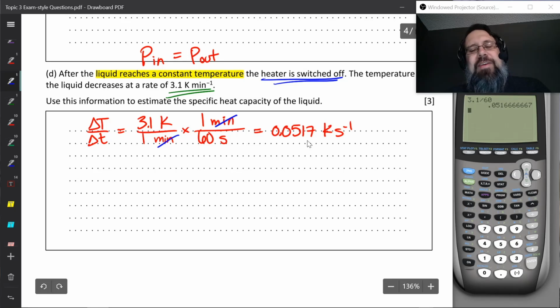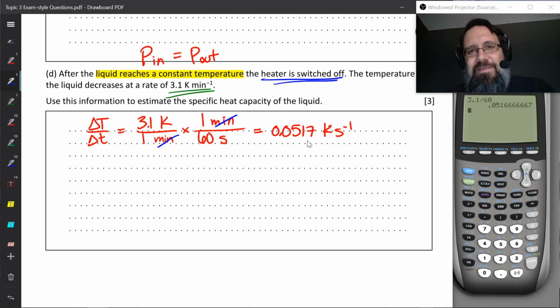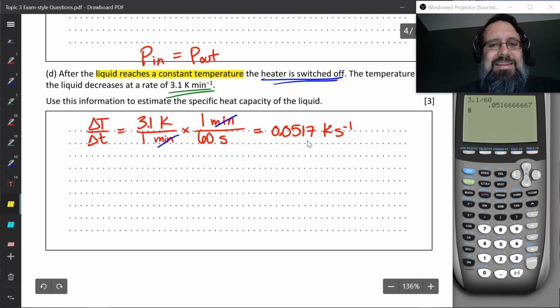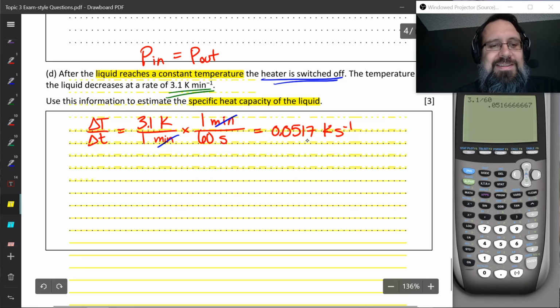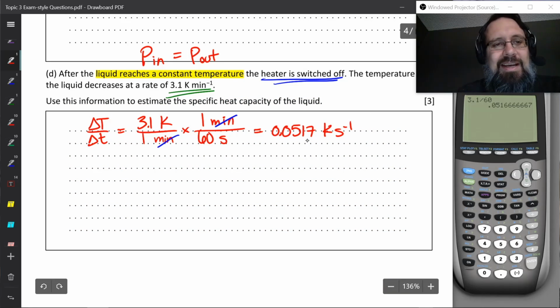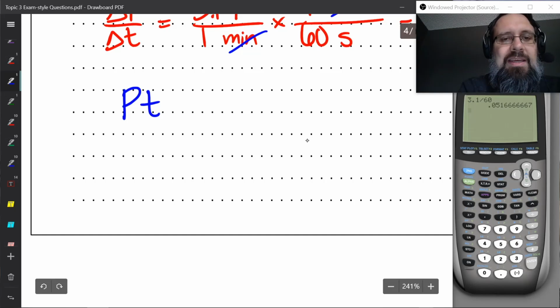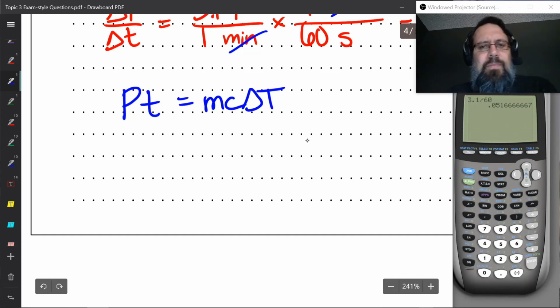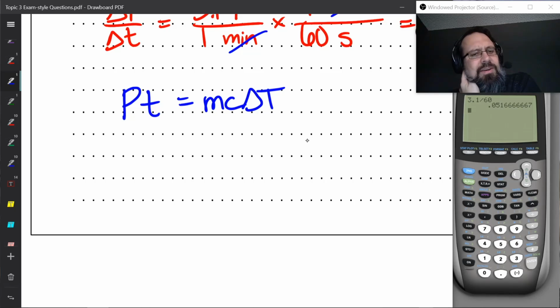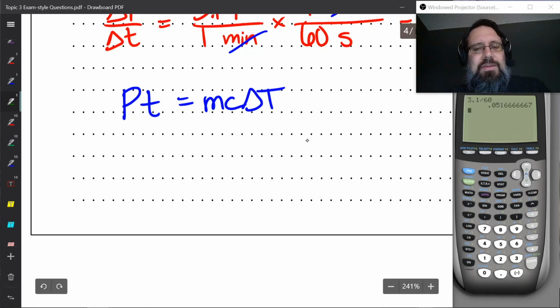Once again, we have a temperature change of a substance. It's asking us to find the specific heat capacity. When will I learn my lesson? It's asking us to find the specific heat capacity. We know that we need to use Q equals MC delta T, but not just any version of Q equals MC delta T, the one that has power. So Pt equals MC delta T. We know what delta T over t is. We know what P is. We know what M is.